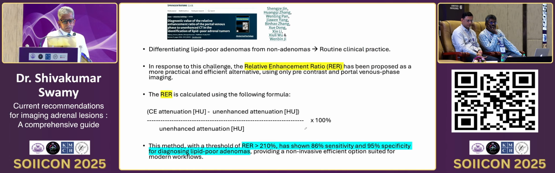Now there is something called the relative enhancement ratio, RER. This is in a typical day-to-day clinical scenario: you are not doing the assessment for an adrenal lesion, but incidentally you pick up a lesion on a CT abdomen scan done for something else. How do we go about it? You take the portovenous phase and do the assessment of relative enhancement ratio with this formula. Anything above 210% has a high sensitivity and specificity for diagnosing the lipid-poor adenomas.